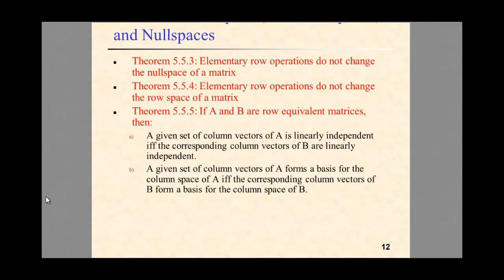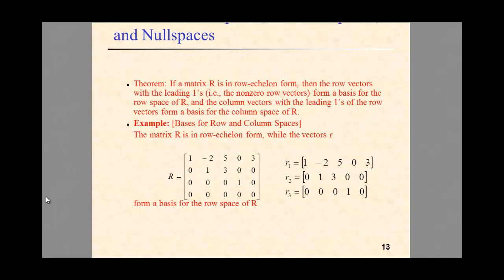Now, these theorems we read earlier. Now we are going to solve for the matrix. We are given a matrix and the basis for row space and column space. The matrix R is in row echelon form. We will convert this matrix into row echelon form. For example, we have a matrix R and we have to find the basis.